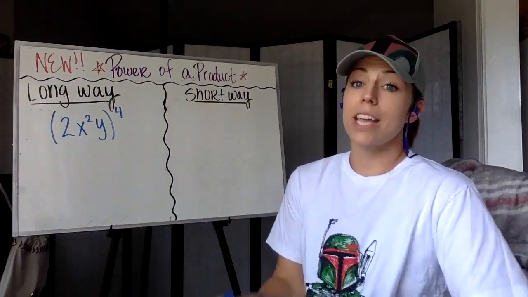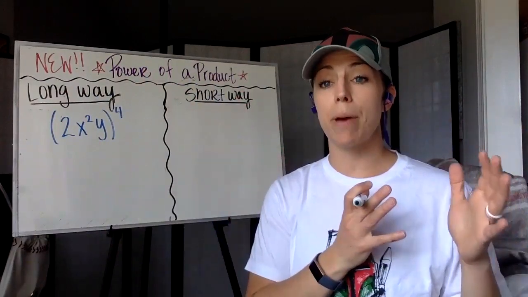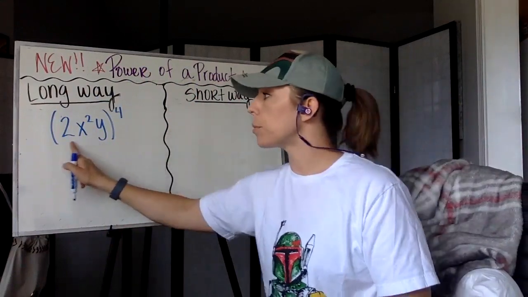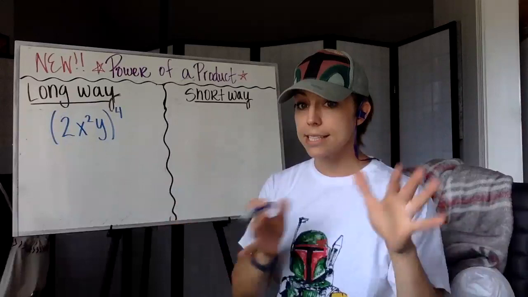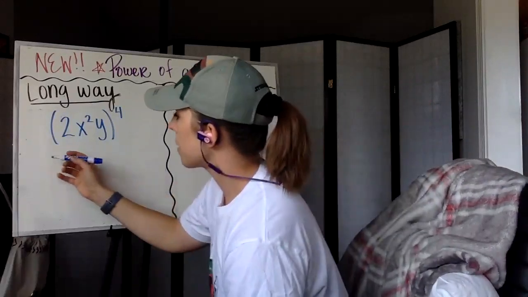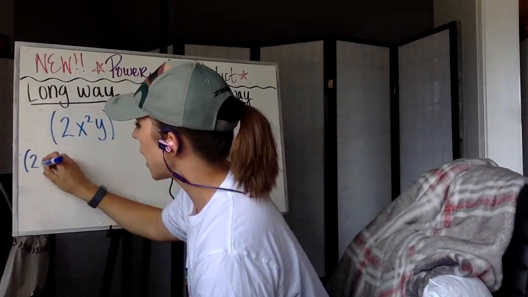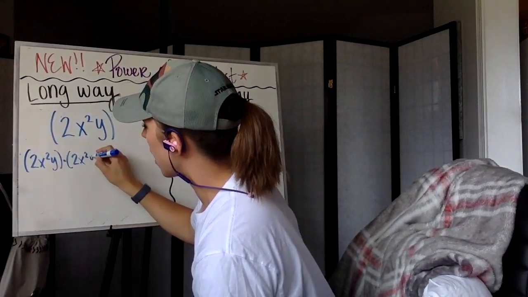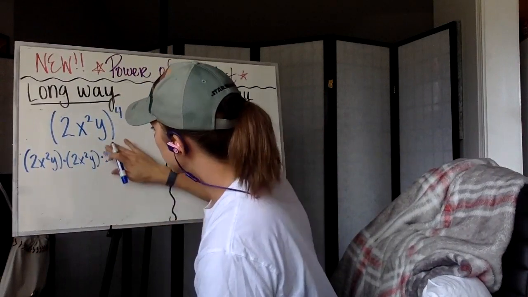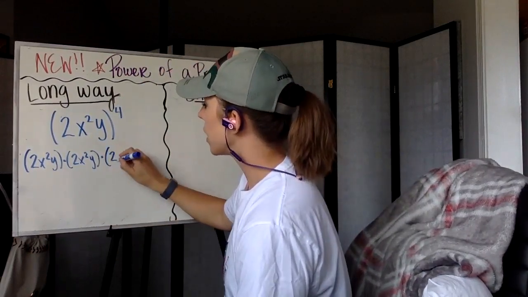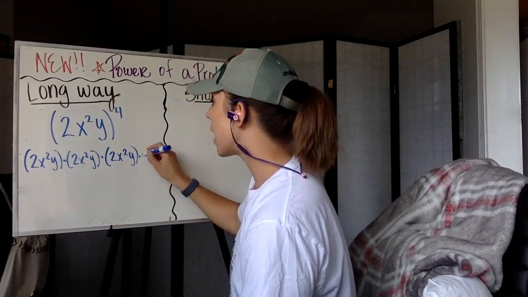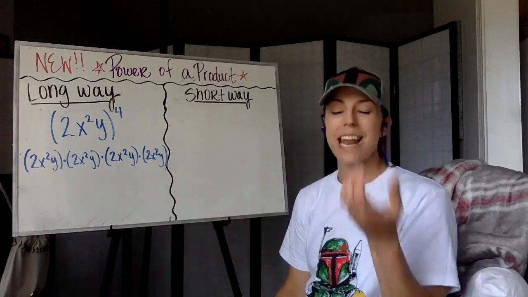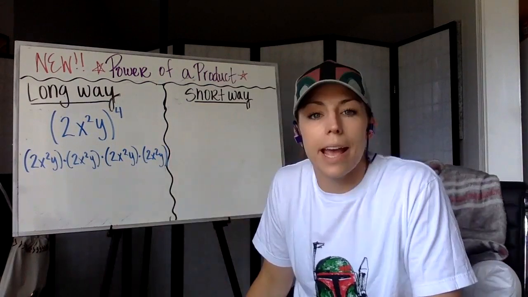All right, so the long way here is exactly the same as what we would do in power of powers, just like the last example. This exponent is telling us that we're going to multiply whatever's inside the parentheses by itself 4 times. That means I'm doing (2x squared y) times (2x squared y) times (2x squared y) times, you got it, (2x squared y). 4 total times.